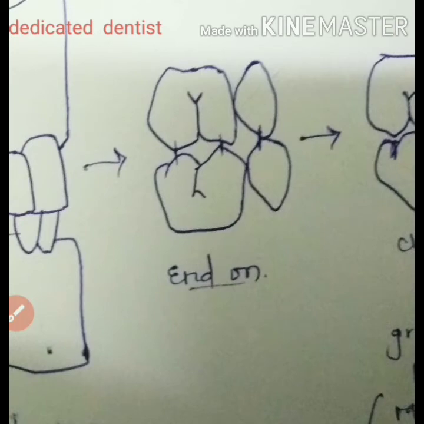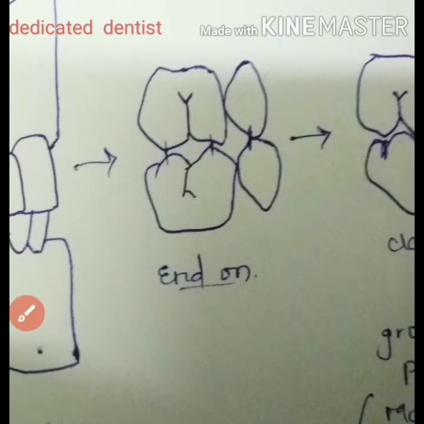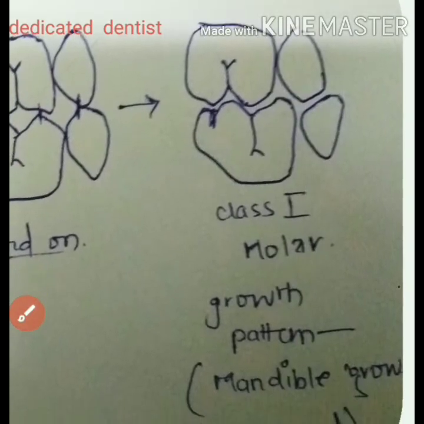Now when the growth pattern changes, there is mandibular forward growth. You can imagine this mandibular forward growth. This mandibular first permanent molar will move forward. Hence this mesiobuccal cusp of the maxillary molar will fit here into the mesiobuccal groove of the lower molar, and thus we'll get an ideal class 1 molar relationship. And this is how we get our Angle's class 1 relationship.